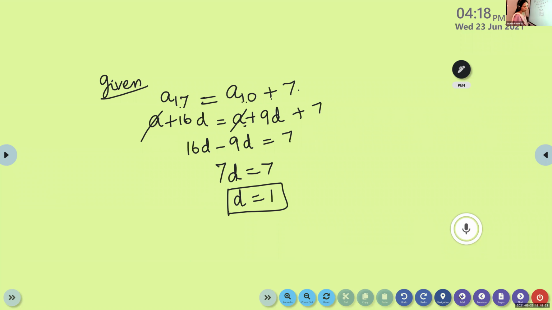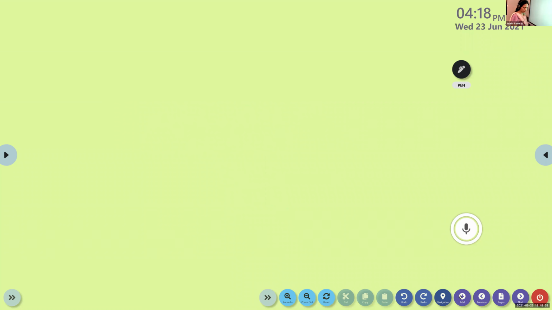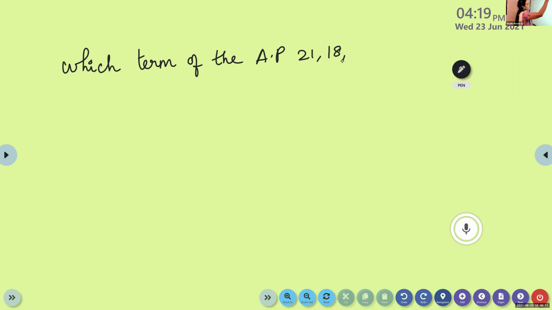Write the next one. Which term of the AP 21, 18, 15, and so on, is negative 81? Which term of the AP is negative 81?